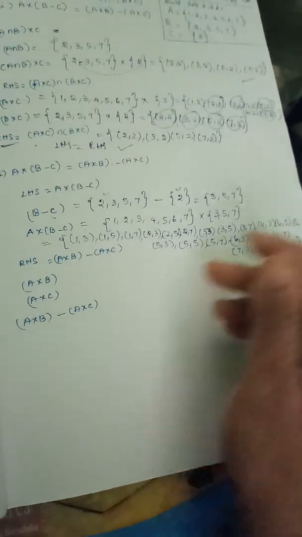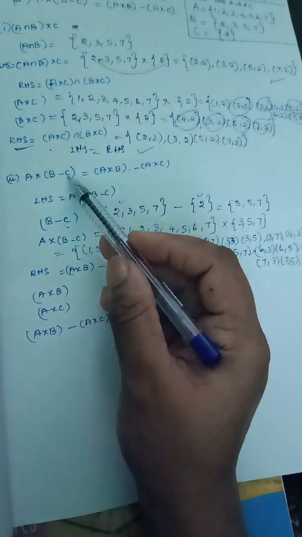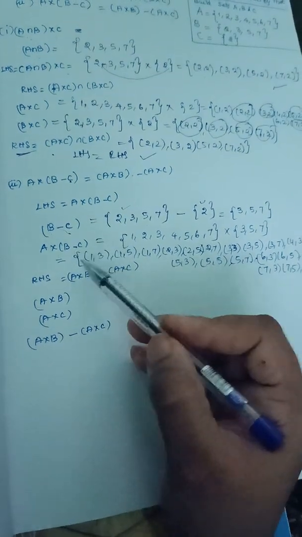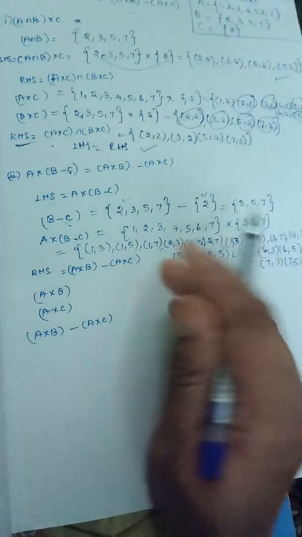The big list, okay, it's over. A cross (B minus C) only is over. Okay, because on the left hand side we have A cross (B minus C), right? But we are doing the cross product now, right? A cross (B minus C) is over now.